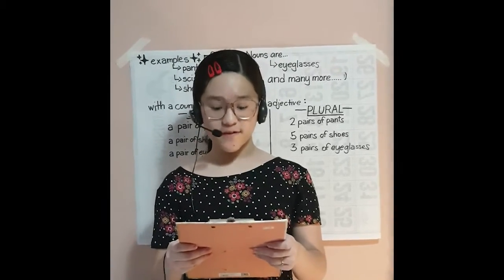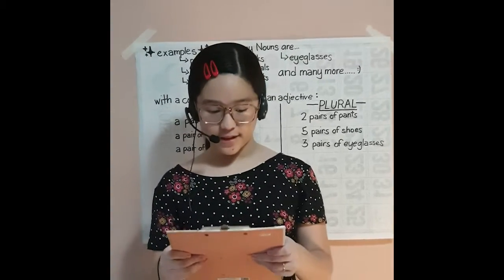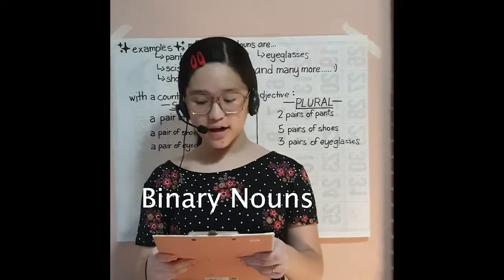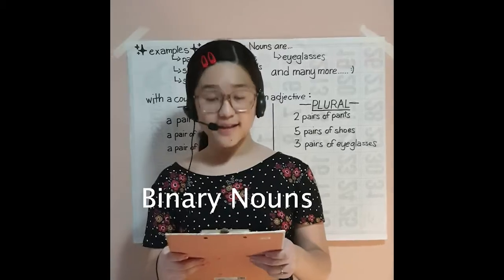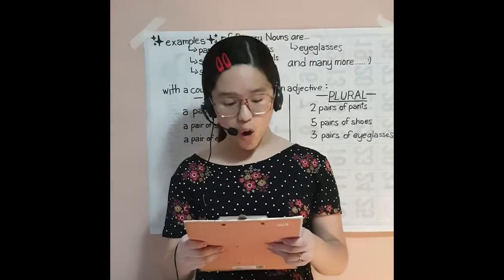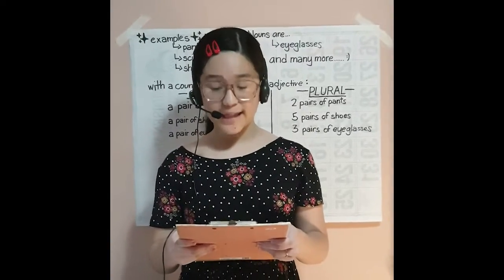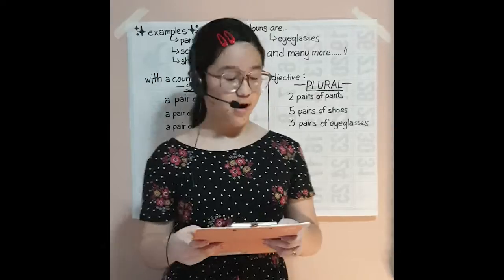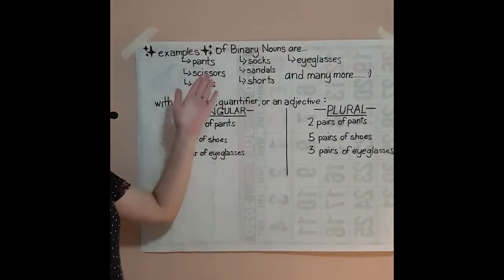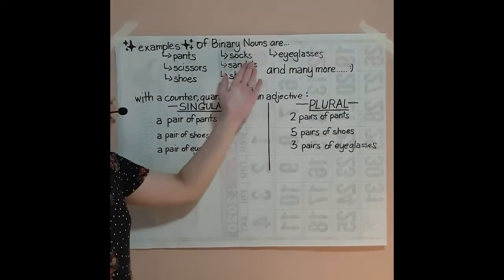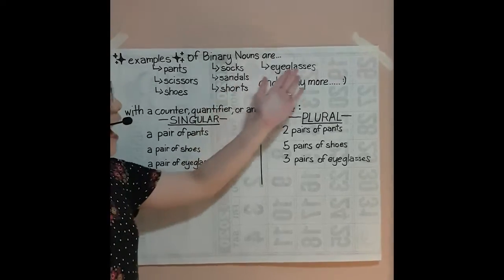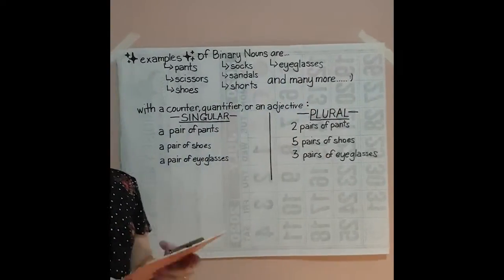So, now we're finished with the plural forms of nouns. Let's proceed to binary nouns. Binary nouns are nouns that refer to objects that have two parts, or they are objects that always come in pairs. These nouns are plural in form and in meaning. Examples are pants, scissors, shoes, socks, sandals, shorts, eyeglasses, and many more.